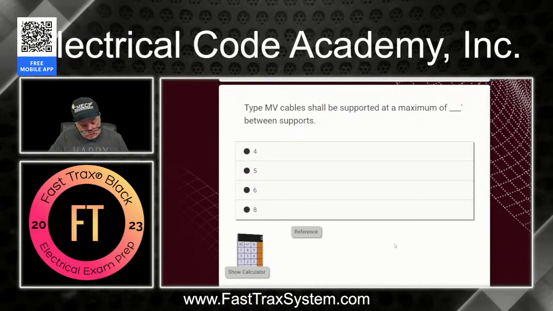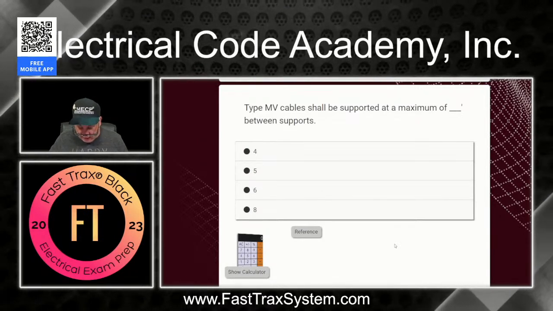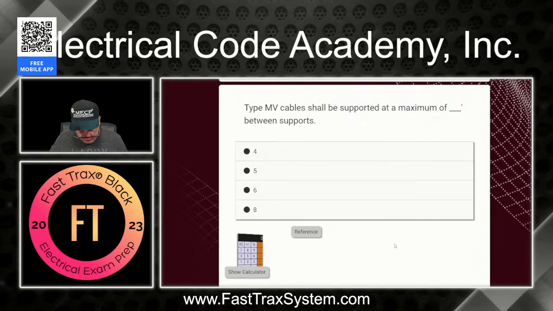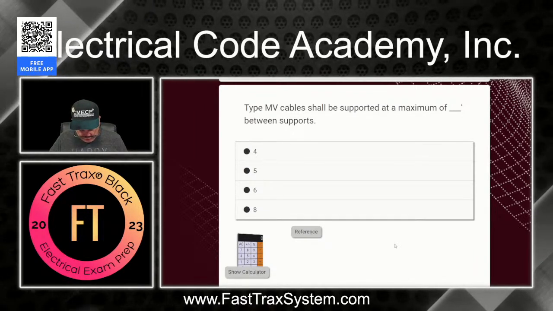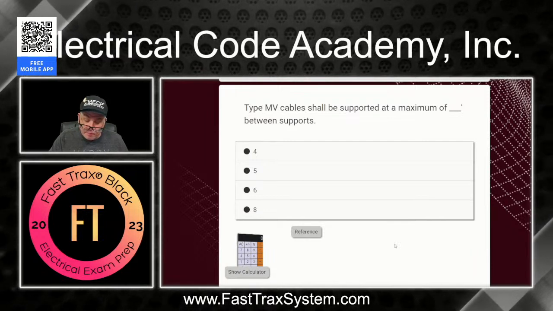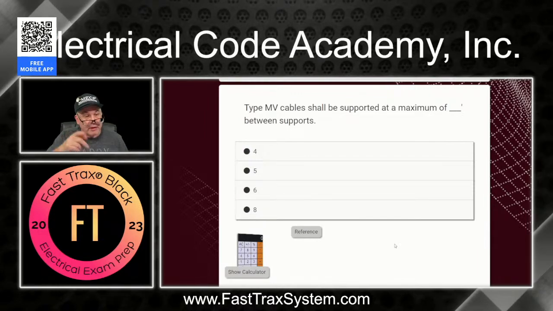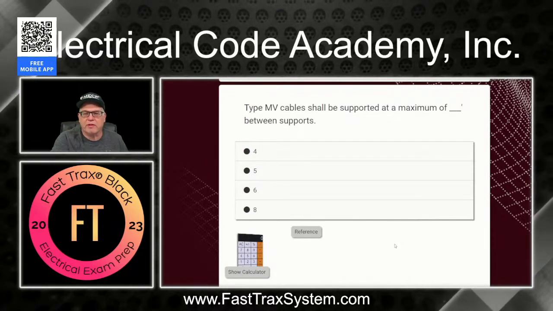Let's see here. I'm in the back of the index, and I'm going to see if there's anything under medium voltage. All right, there's medium voltage, type MV, and it says supports, and it's sending me to 311.40. Okay, so let's go on over to the code.